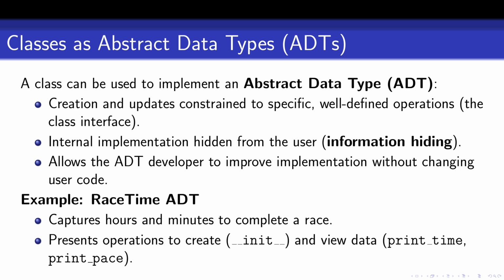A class in Python can be used to implement an abstract data type, or ADT. An ADT defines a data structure by the operations you can perform on it, not by how it's implemented. For example, the RaceTime class might define operations like print_time and print_pace without exposing how those results are calculated. The user interacts with the object only through the public methods, while the internal workings are hidden. This kind of design makes your code more modular and allows you to change the implementation later, such as improving performance or accuracy, without breaking the rest of your program.